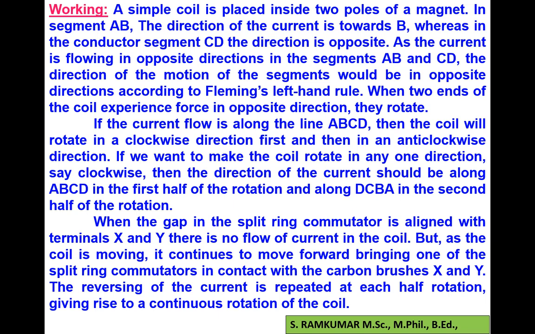And the gap in the split ring commutator is aligned with the terminals X and Y. There is no flow of current in the coil. But as the coil is moving, it continues to move forward, bringing one of the split ring commutator halves in contact with the carbon brushes X and Y. The reversing of the current is repeated at each half rotation, giving rise to a continuous rotation of the coil.